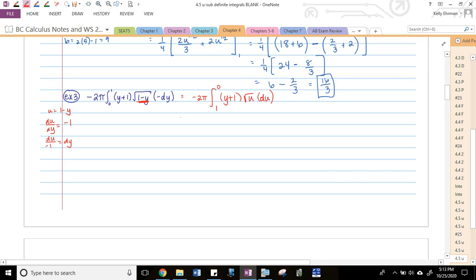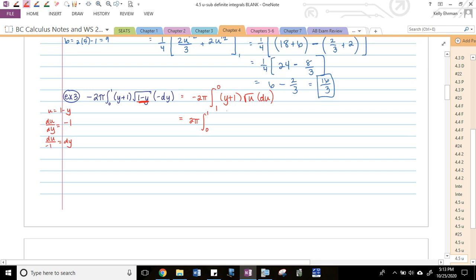Okay, and then what's this other trick we need to remember? There are two things we need to think about. We are not supposed to have backwards, what I consider to be backwards bounds. B cannot be lower than A. Remember, you're allowed to flip that around as long as you put a negative out in front. This is now positive 2 pi from 0 to 1.